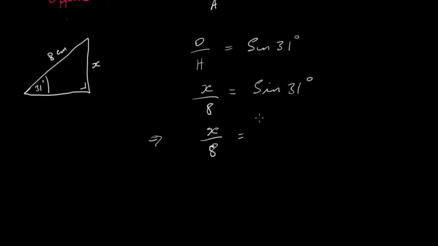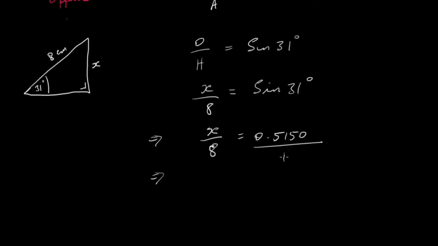So if you just press the button sine, press 31, press equals, you'll get 0.5150. That's the 4 decimal places. We'll just do 4 decimal places for the moment. So let's have a look then. We put that over 1. It's a fraction. We have a fraction equal to a fraction, so you can just simply cross multiply here.